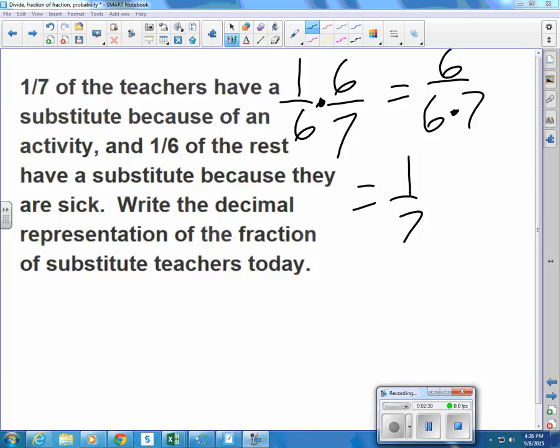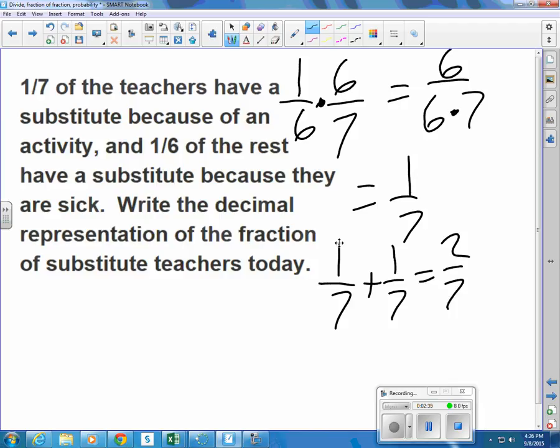So if I say I have 1/7 plus 1/7 out, I have 2/7 out. The calculator says 0.286 when I divide 2 divided by 7, and that's close to 29%. But the decimal, they want a decimal representation, so we'll just leave it like that, 0.286.